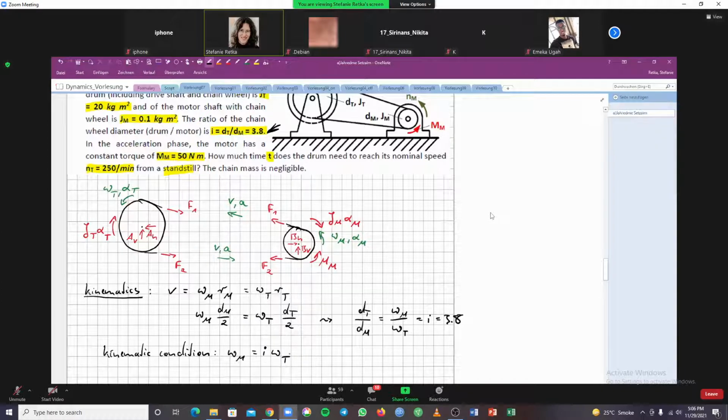And if this condition is true for the angular velocities, it is also true for the angular accelerations. Alpha m is I times alpha t. Okay.